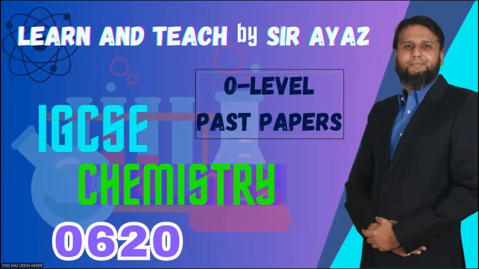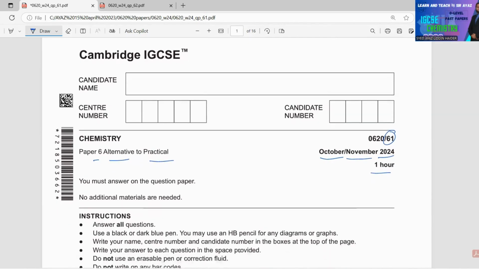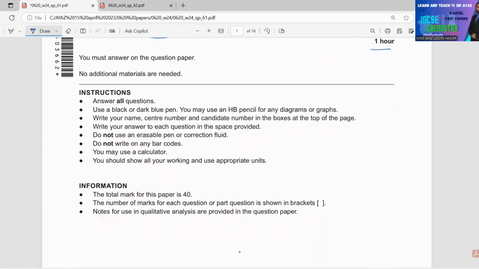I'm continuing my O-level past papers session, and this time I have selected IGCSE Chemistry 0620. Now, I have October-November 2024 session, and the variant is 61. I'm not going to talk about the other details. You all know it's paper 6 alternative to practical. It's 1 hour. You have to answer all the questions in the question paper. You can use a calculator. The total mark for this paper is 40. Important thing, notes for use in qualitative analysis are provided in the question paper.